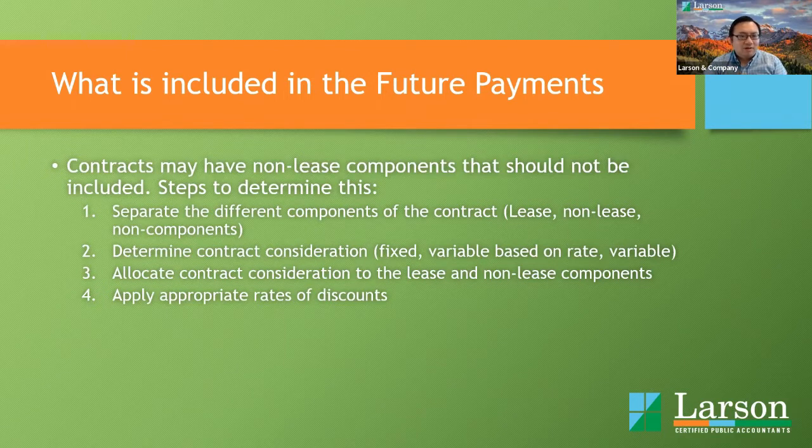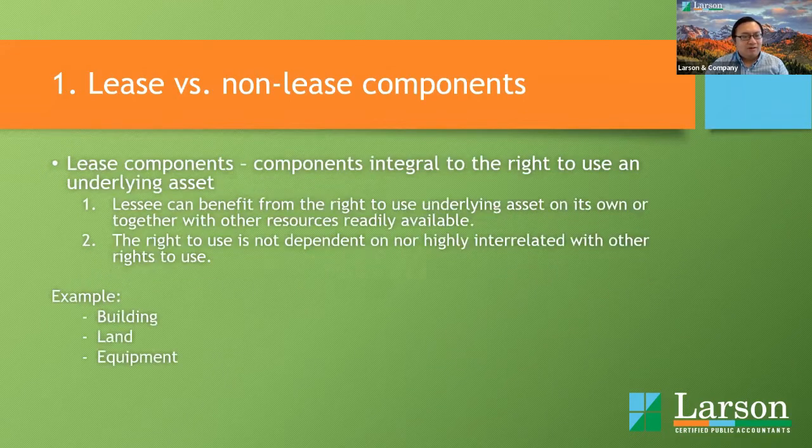So the steps are: separate the three components, then determine the contract consideration, and then allocate the contract consideration to lease and non-lease components, and then apply the appropriate discount rates to determine the present value of the future payments. So first is lease versus non-lease components.